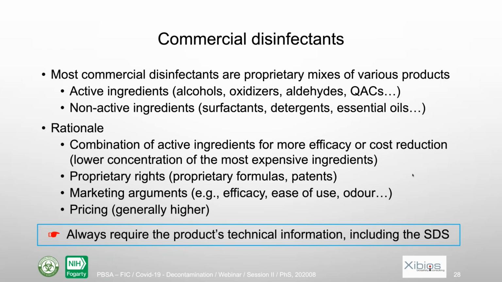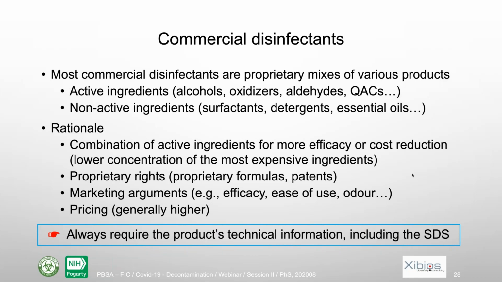So they use active ingredients. Those are really the ones who kill the biological agent, like alcohol, oxidizer, aldehyde, quats, and so on. And they also use non-active ingredients, which can sometimes improve the efficacy, like surfactant and detergent, and also some which are not so essential, for instance oils. That's mainly for aspects like the smell of the product. But so, there are mixes of different products.